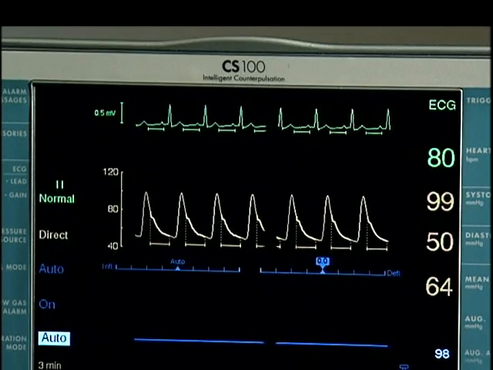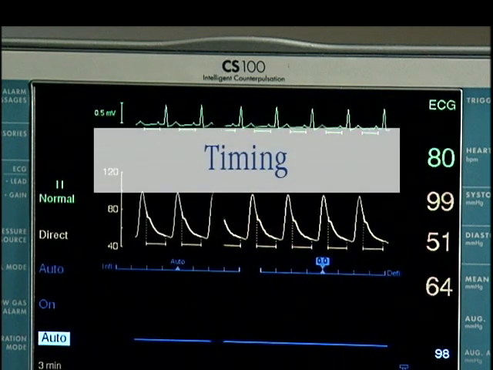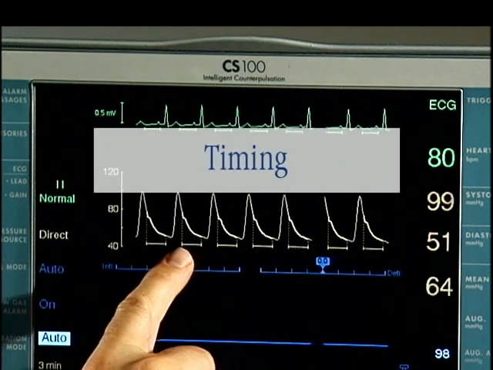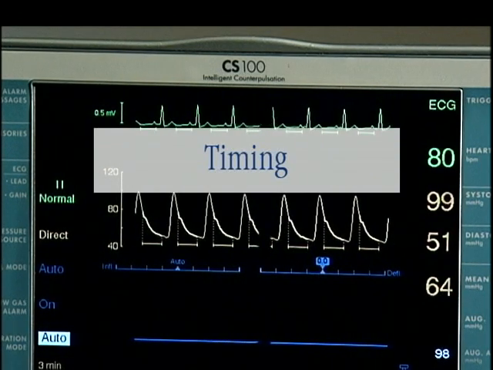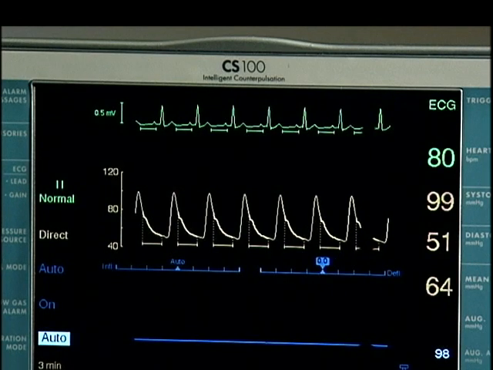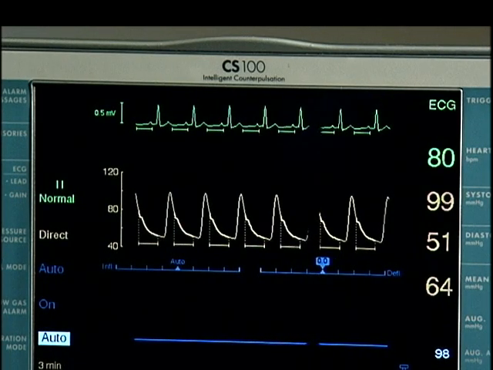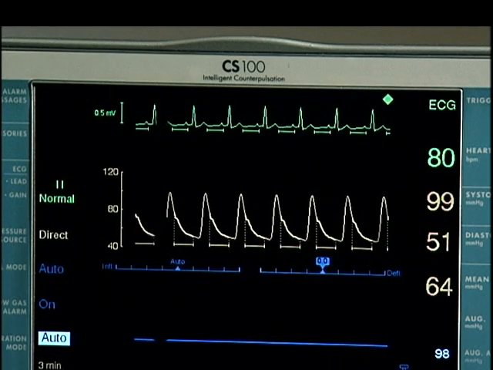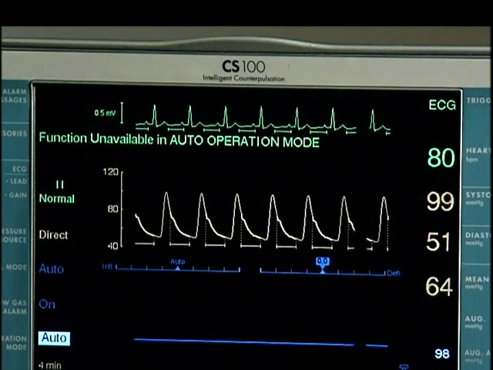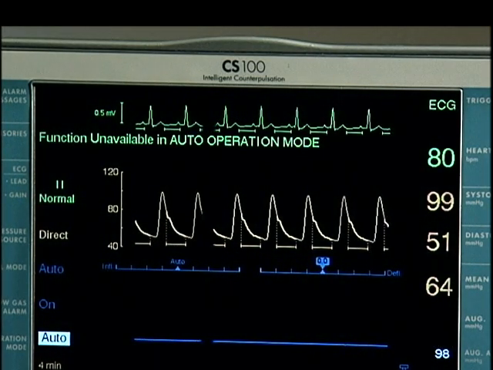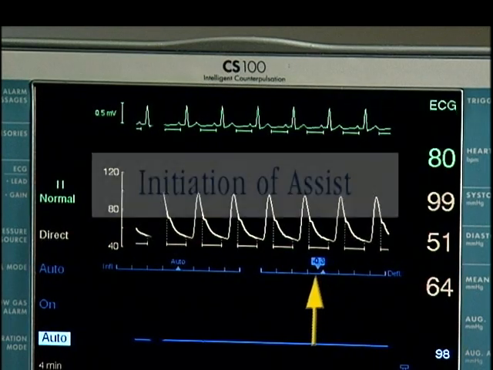Now, refer to the monitor where the arterial waveform is displayed. The width of the intensified portion, as indicated by the graduated horizontal line below it, represents the period of time the IAB will be inflated. In the auto operation mode, timing is automatically set by a unique timing algorithm. For IAB inflation, no operator intervention is required. For IAB deflation, the user can make modifications, but these are not required.